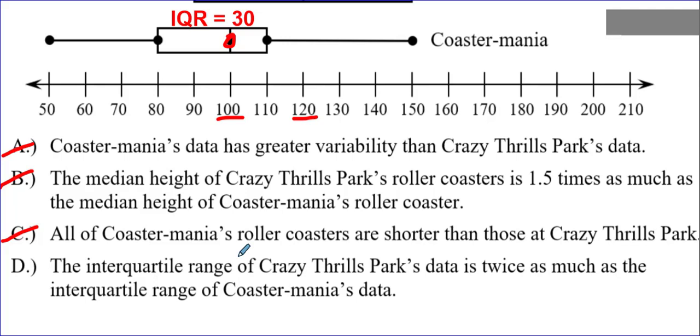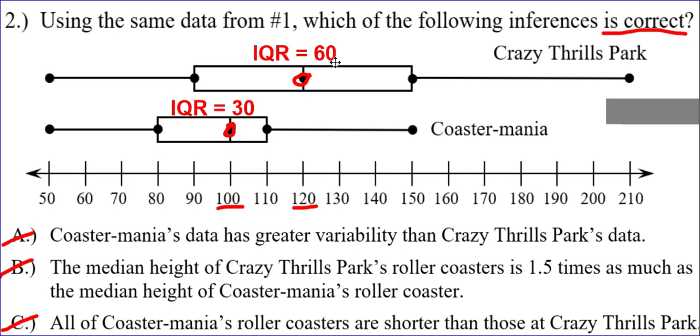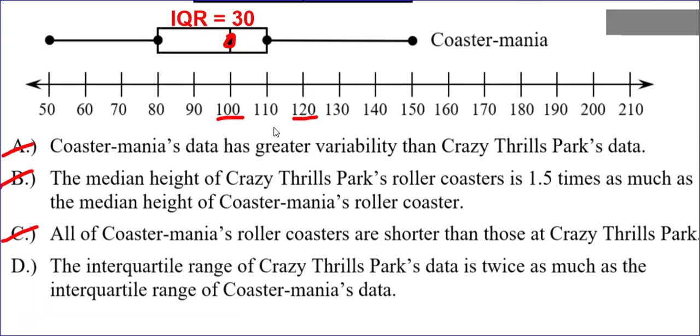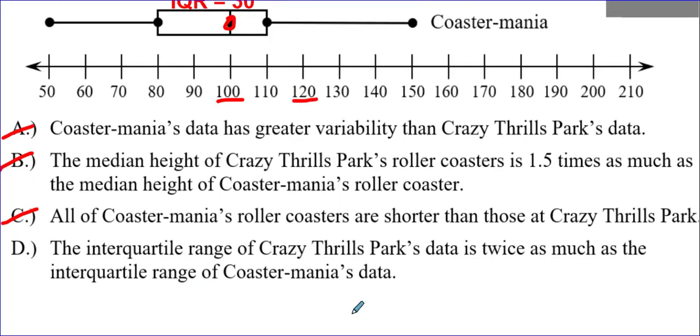The interquartile range of Crazy Thrills Park's data is twice as much as the interquartile range of Coaster Mania's data. Well, it's nice that I already wrote this down on the graphs. Interquartile range of 60, interquartile range of 30. Yes, that is twice as much. 2 times 30 is 60. And this problem wasn't worded weirdly, where it said Coaster Mania was twice as much as Crazy Thrills. No, it wasn't backwards. It was actually the correct way. So choice D is correct.